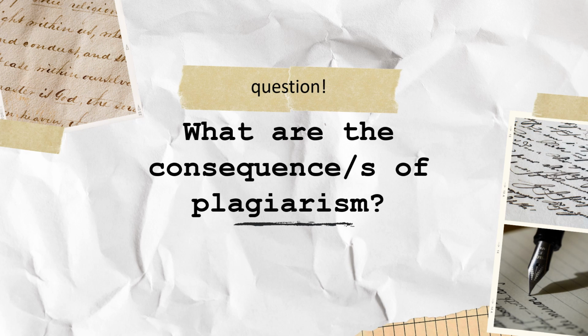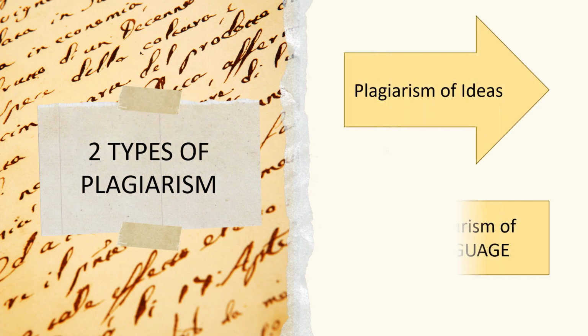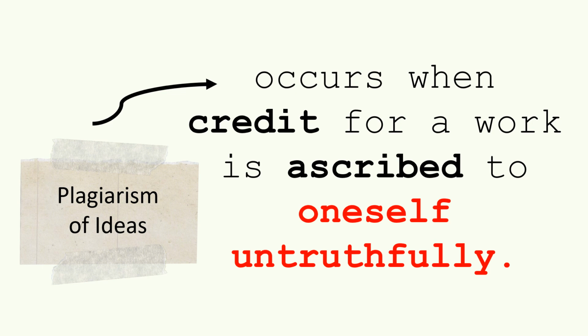Alright? So we have also identified the two types of plagiarism. We have the plagiarism of ideas and plagiarism of language, wherein plagiarism of ideas talks about crediting a work for yourself. Okay, of course, when credit for a work is ascribed to oneself untruthfully, so you are again acting, if you are the one who plagiarized the work, as if you own the idea and as if you are really the author of that idea. So again, I would like to make it clear that plagiarism doesn't only happen when you are getting the ideas word per word or you're getting the verbatim of the original author. Being inspired or being motivated by the ideas of other people and using it as your own is also a form of plagiarism. Okay?